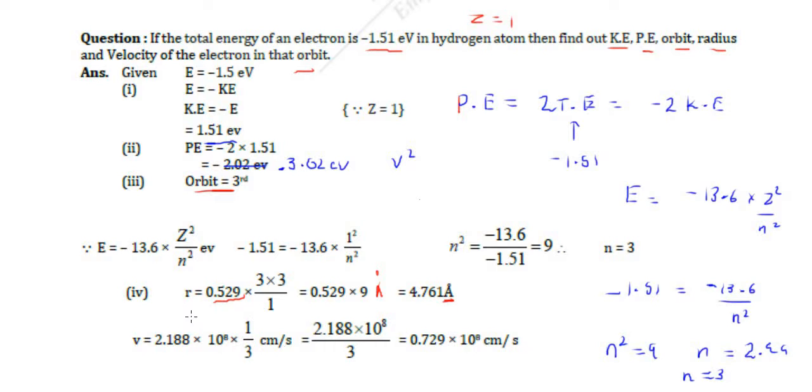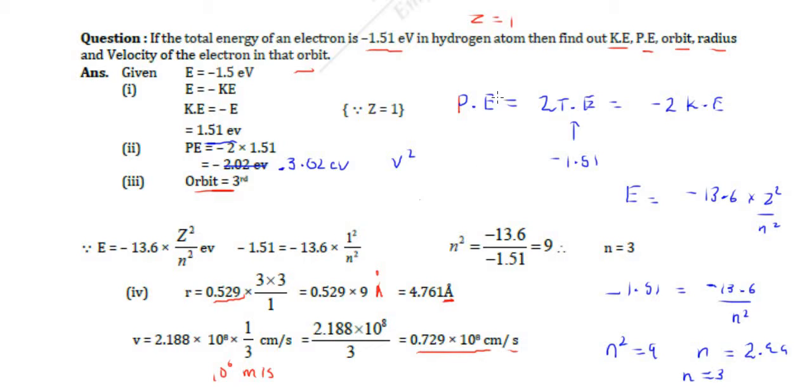And same goes to velocity. Velocity, you know, it is 2.188 into 10 raised to 8 centimeter per second, or you can say 10 raised to 6 meter per second. So you know the value of n, this is into Z by n, right? So you know the value of Z for hydrogen, it is nothing but 1, and n is 3, so into 1 by 3. So on solving you get the answer as 0.729 into 10 raised to 8 centimeter per second. You can convert this into meter per second, right? So it कर सकते हो 10 raised to minus 2 कर दो और. So that is the solution.